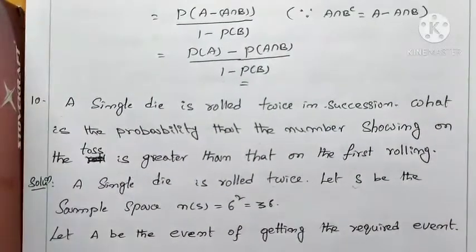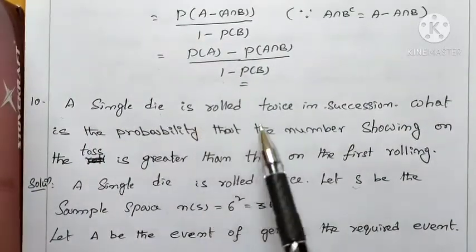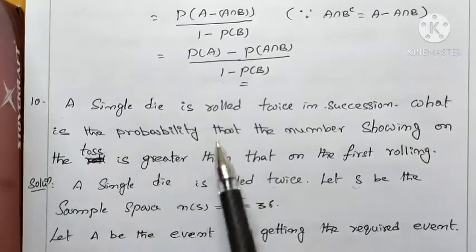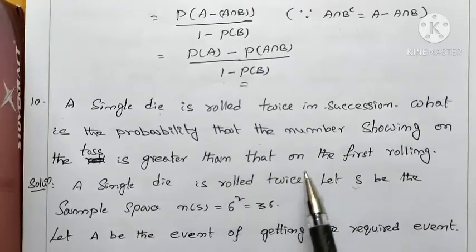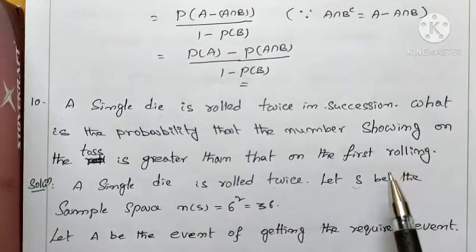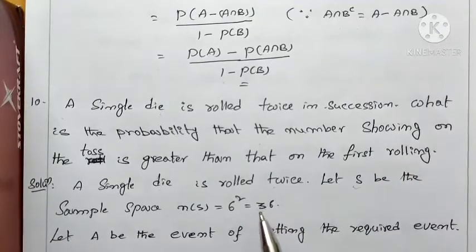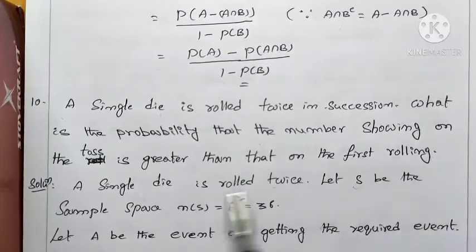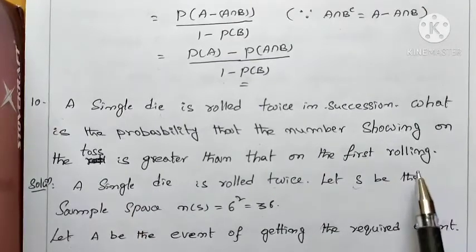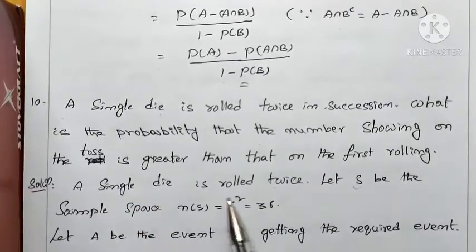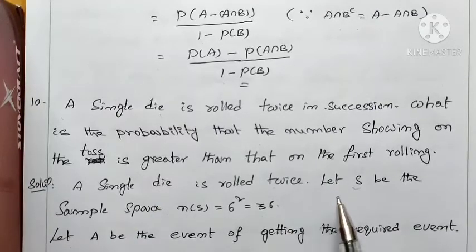Next, second problem. A single die is rolled twice in succession. What is the probability that the number showing on the second toss is greater than that in the first rolling? The problem asks to find the probability that the number showing on the second toss is greater than that on the first rolling. A single die is rolled twice.